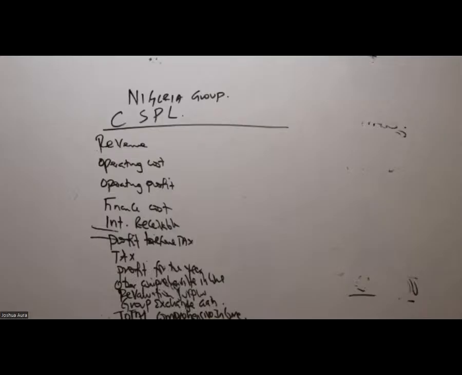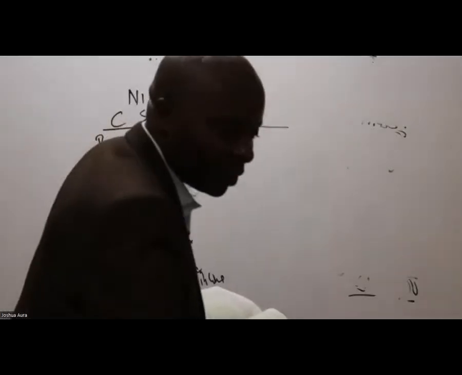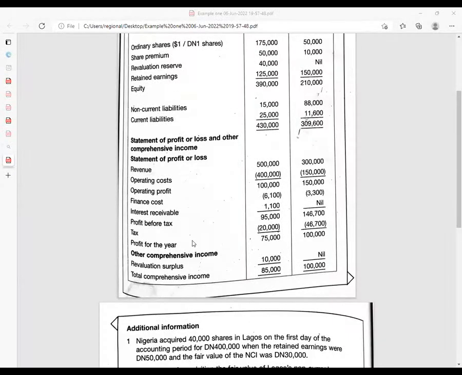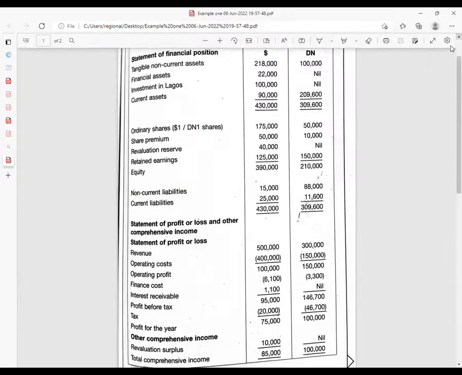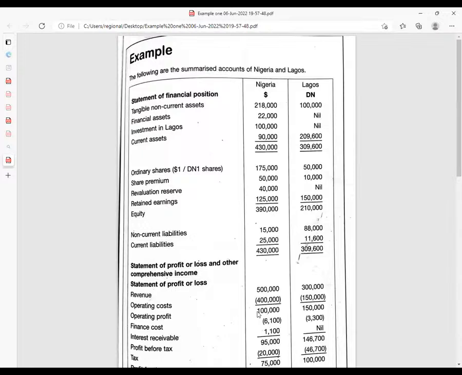Thank you very much. So we start with revenue. Revenue, I'll pick the one of 500,000 plus 300,000. So it's 500,000 plus this 300,000, remember, is in DN. So I need to change this.